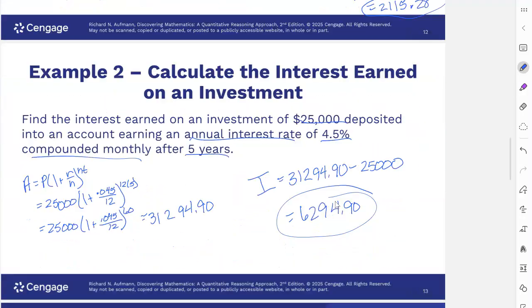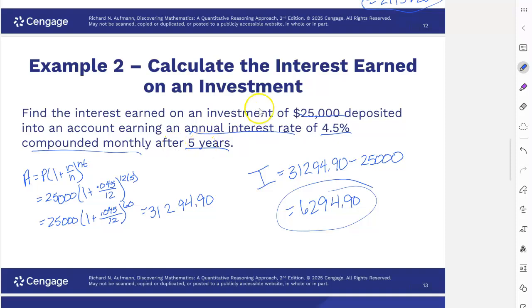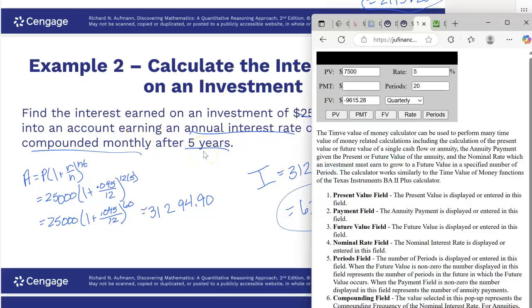So we could do the same thing on this one. In example 2, we were investing 25,000. We were earning 4.5% compounded monthly after 5 years. So let's look at what we would type in. So we have 25,000. Our interest rate's now 4.5%. So I'm going to leave it as a percentage because they've got that percentage sign there. We're looking for future value.